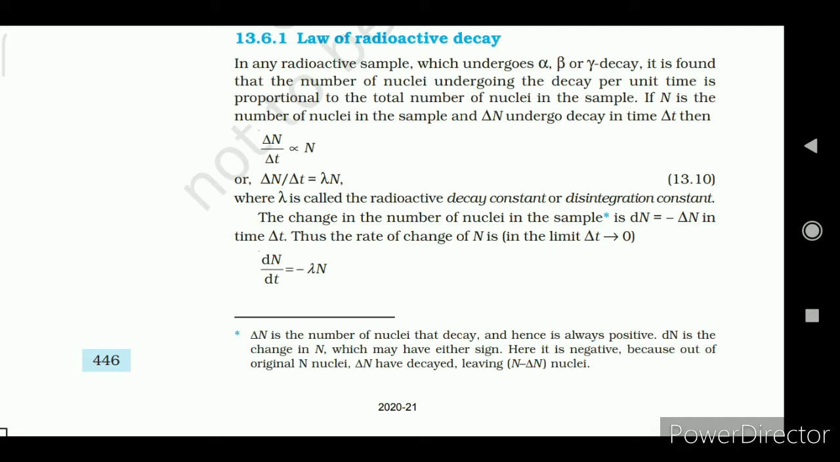I'm skipping example 13.6 for you to solve later, or you can pause the video and solve it right now.